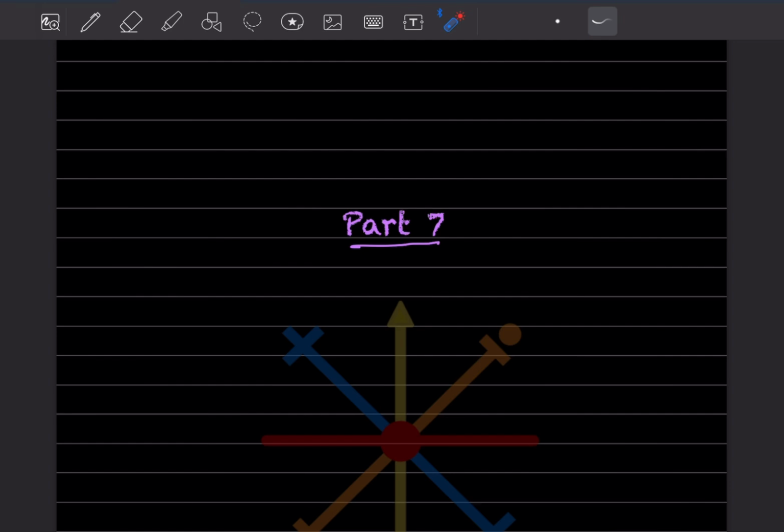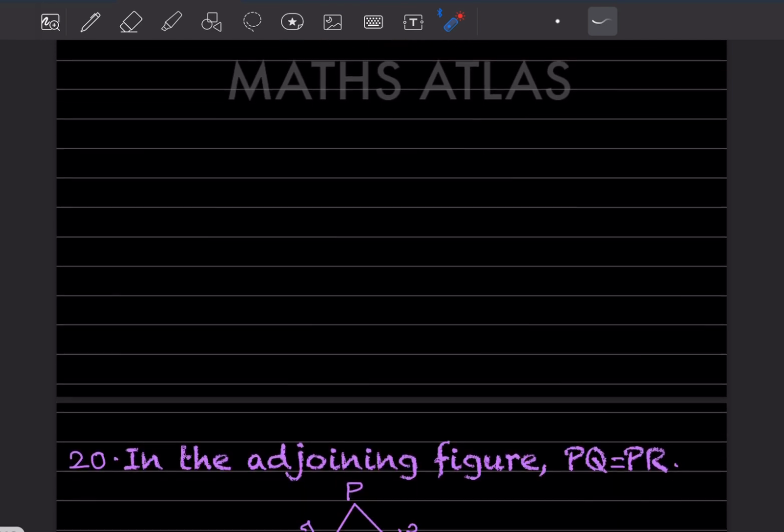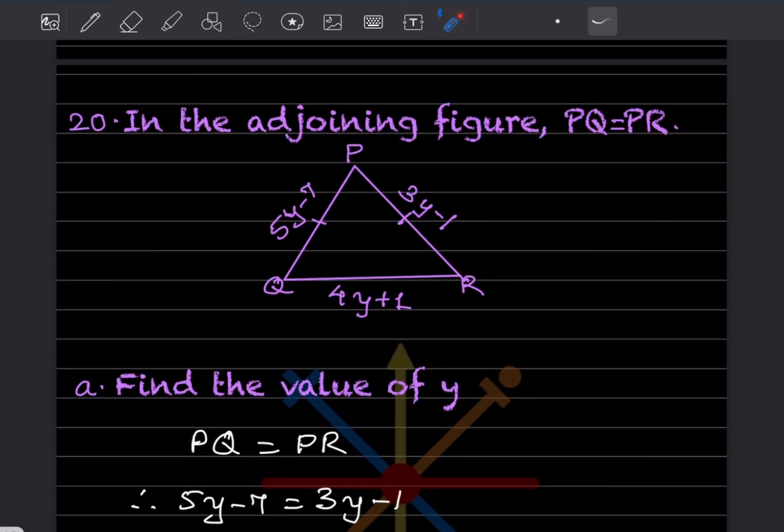So today we'll do the next part, that is of the linear equations and equations. We have already done a few questions. We can have a look at the previous video. So we'll start with question number 20.